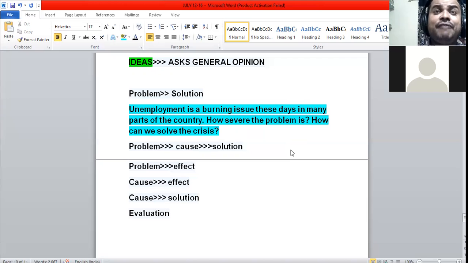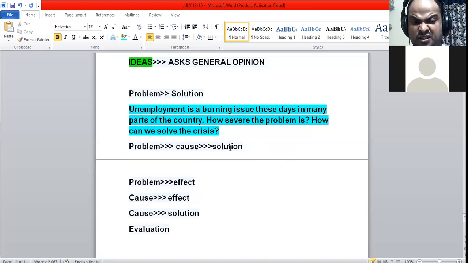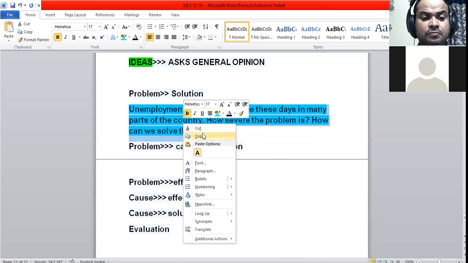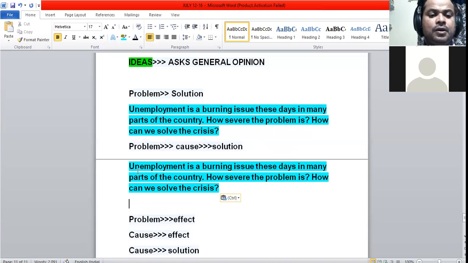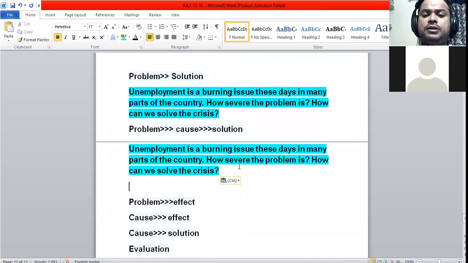So we have to give factual information. If you are giving examples, that should be a global example, understandable to everyone across the world. Everyone should understand your examples too. These are the things we have to see here. Now I have to move ahead with another type, that is problem, cause, solution. Unemployment is a burning issue these days in many countries. How severe is the problem?